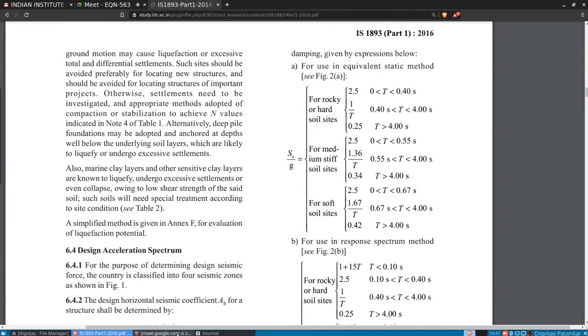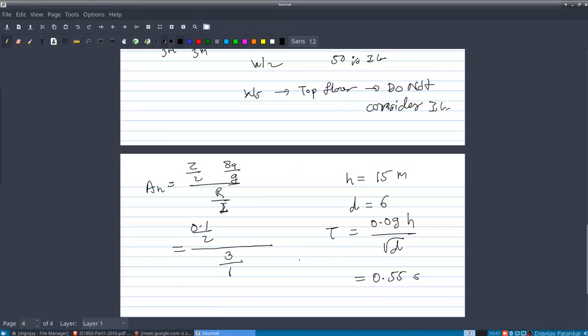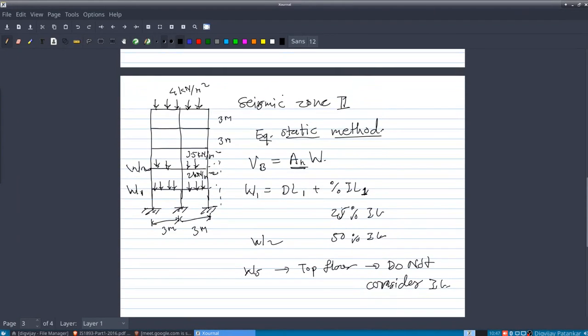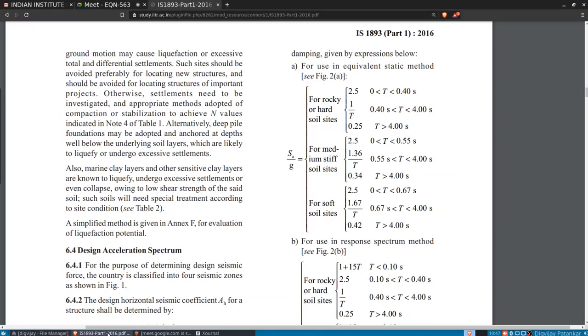And let us assume that we are on a hard rock. The building is to be designed on a hard rock. So strata is hard rock. So let us look at this. So hard rocky or hard soil site. So these three expressions.